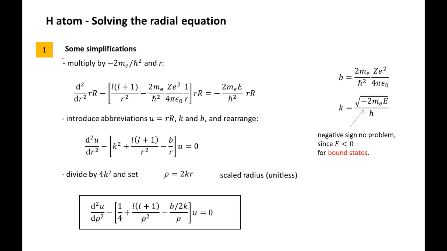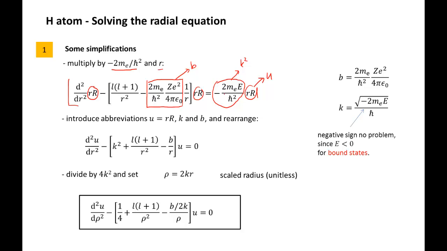The first step is we're going to do some simplifications. We're going to multiply by this factor here and by r, and we'll get this expression here. Now we can introduce a bunch of abbreviations. Let's take r times r and call it u. Next, we're also going to abbreviate this prefactor here in front of the 1 over r from the Coulomb term and call it B. Lastly, let's take this prefactor here and abbreviate it with k squared.